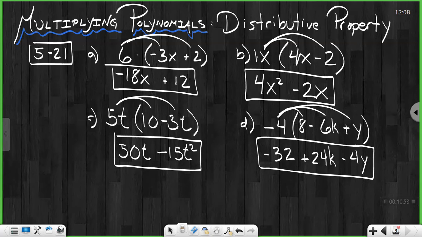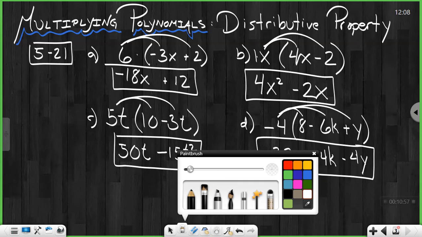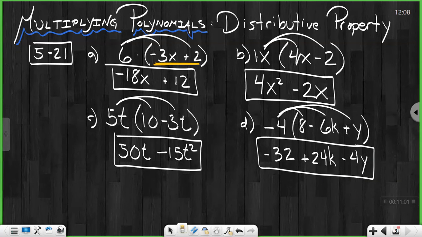A great way to double check your answer is to look: if I couldn't combine terms inside my parentheses because they weren't like terms, I should not be able to combine them afterwards. If I couldn't combine them before I distributed, I should not be able to combine them afterwards. Same here, I couldn't combine these before, I can't combine them afterwards.